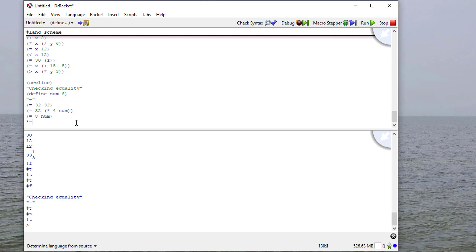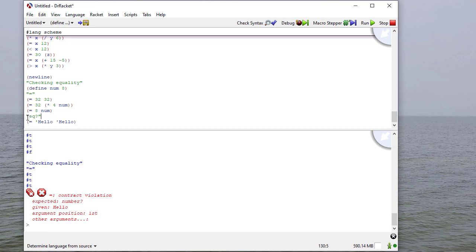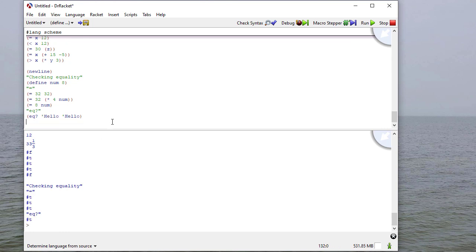Now, if I try to say equal, hello, and hello, you see I get a contract violation because it was expecting a number. So if we're going to compare other things, there's eq. And I can say eq like this. And now, yes, those are the same symbols. So what about strings? So those are equal as well.